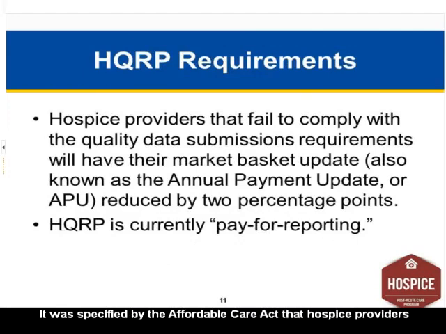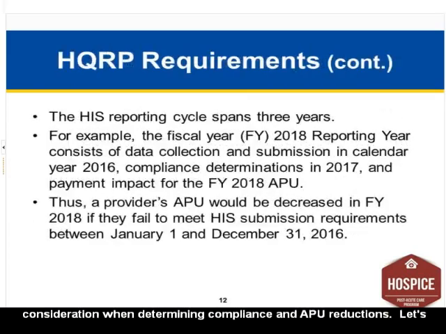It was specified by the Affordable Care Act that hospice providers that fail to comply with the quality data submission requirements will have their market basket update, also known as the annual payment update, or APU, reduced by 2 percentage points. Providers must comply with both reporting requirements to avoid the 2 percentage point APU reduction. The HQRP is currently pay for reporting, meaning it is the act of submitting data that determines compliance with hospice QRP requirements. Performance level is not a consideration when determining compliance and APU reductions.